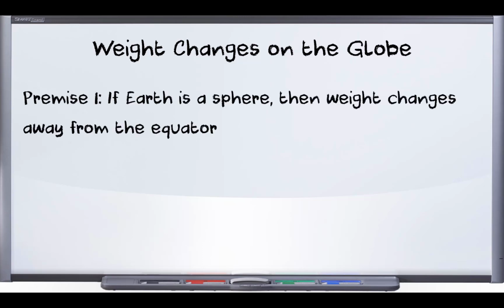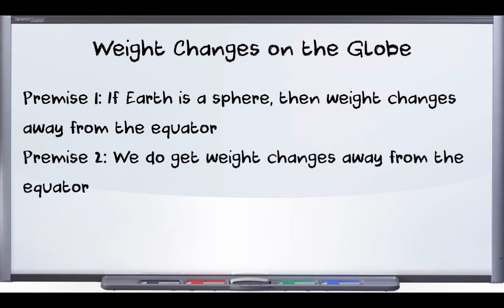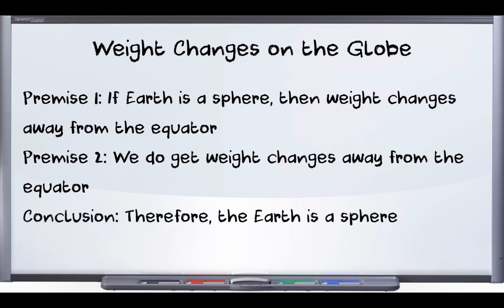Premise 1: If the Earth is a sphere, then we will experience weight changes as we move from the equator. Premise 2: we do experience weight changes. Conclusion: therefore, the Earth is a sphere. As Nathan Oakley explained, this is a perfect example of affirming the consequent. We'll just ignore that begging the question stuff for now.